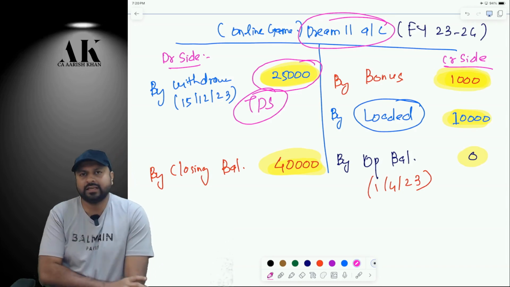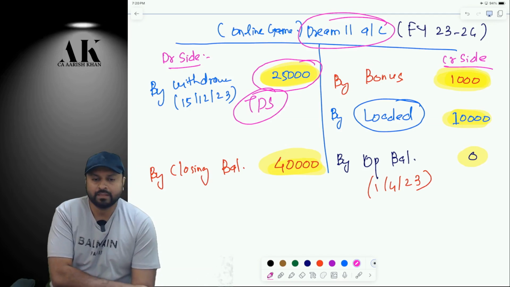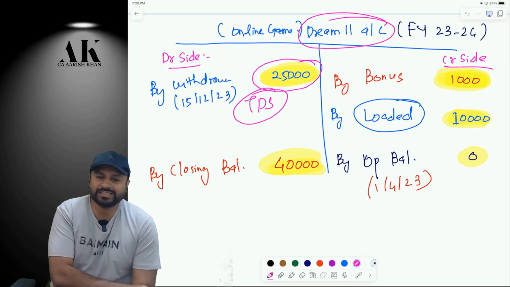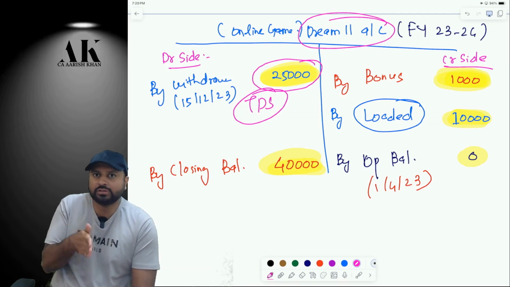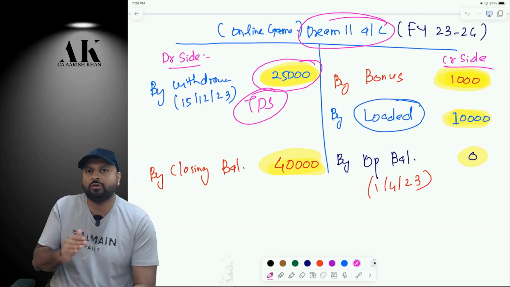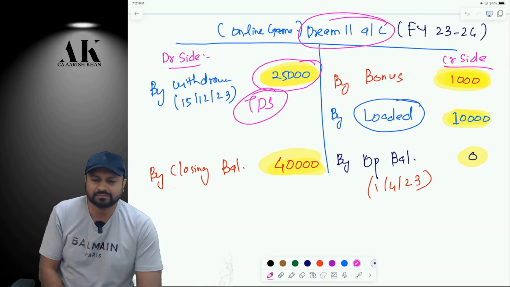Dream 11, how much are you withdrawing? 25,000 rupees. On which date? On 15th of December. So this is the date of deduction for Dream 11. Dream 11 will deduct on this date. And once you know that you are deducting in December, then you have to pay by when? You have to pay by 7th of January. Are you clear?